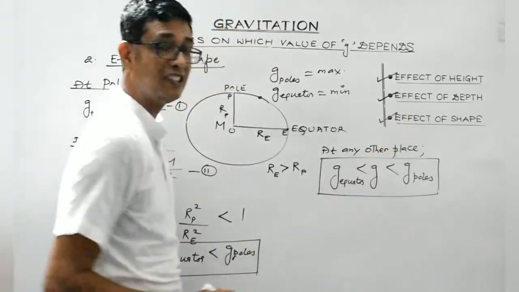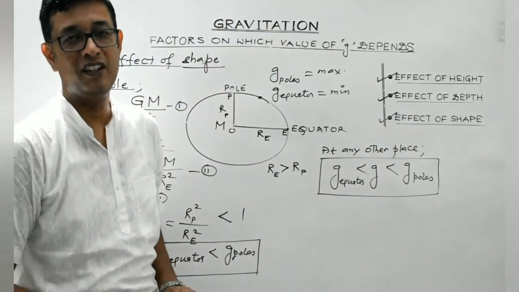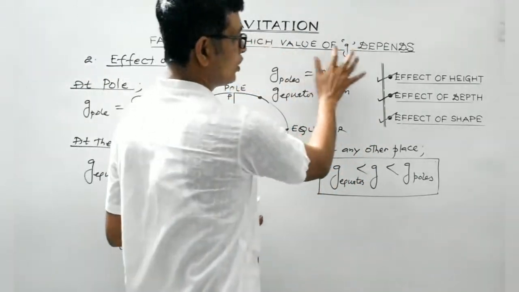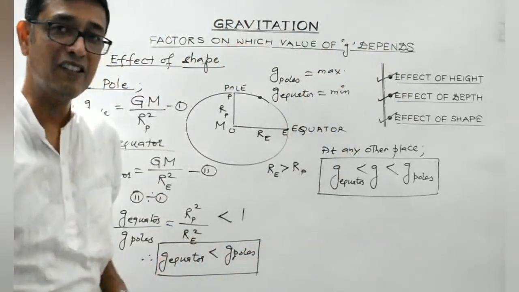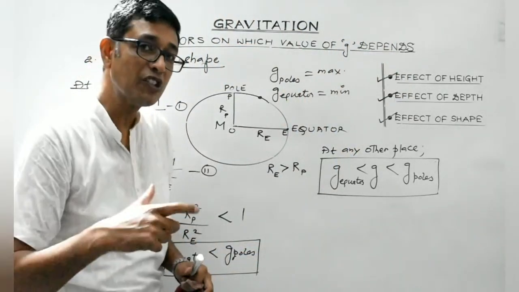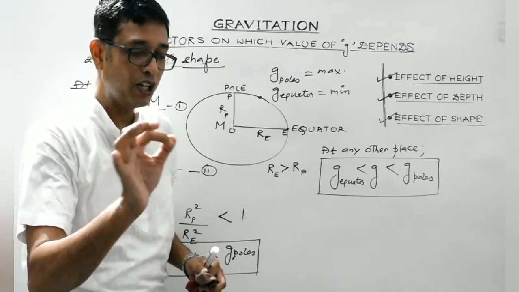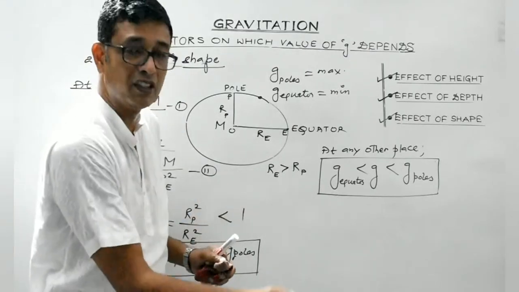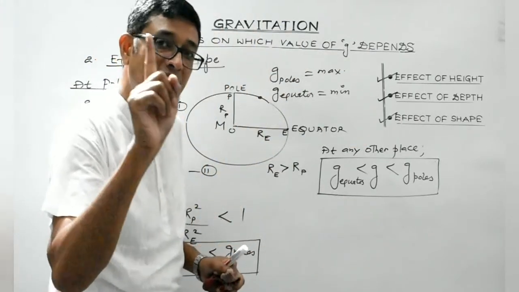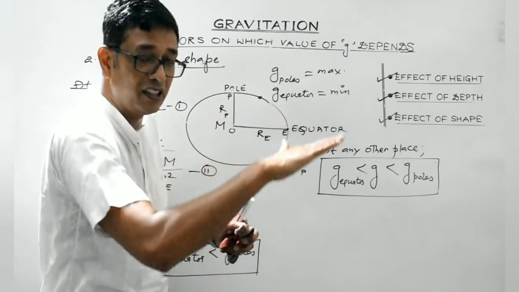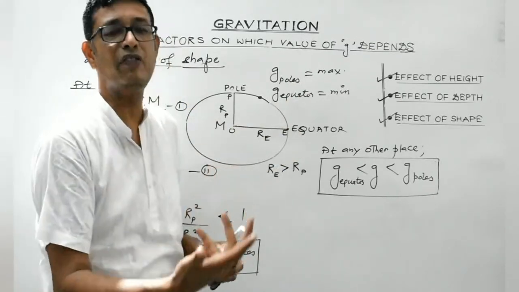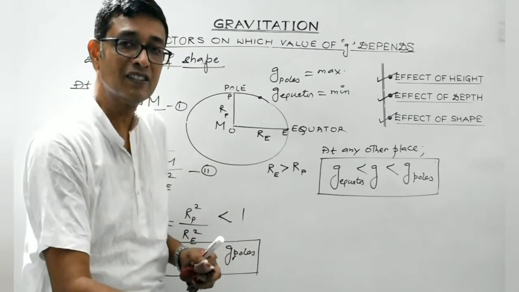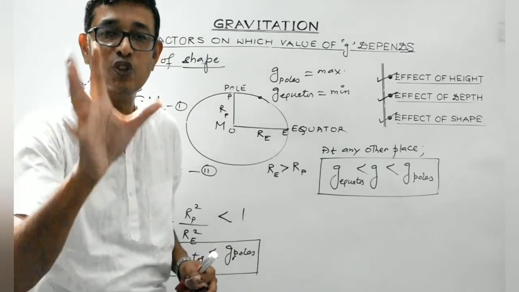So the value of small g does depend on the shape of the earth as well. So students, let me recap all these three. Right? Value of small g depends on height, it depends on depth, as well as it depends upon the shape of the earth. At a point on the earth's surface, the value of acceleration due to gravity is maximum. With the increase in the height, the value of small g decreases. With the increase in the depth below the earth's surface, again the value of acceleration due to gravity decreases. At the center of the earth, the value of acceleration due to gravity is 0.